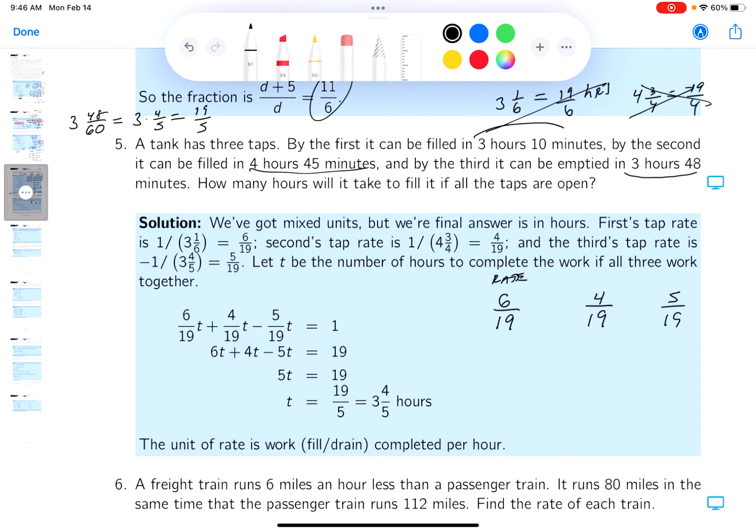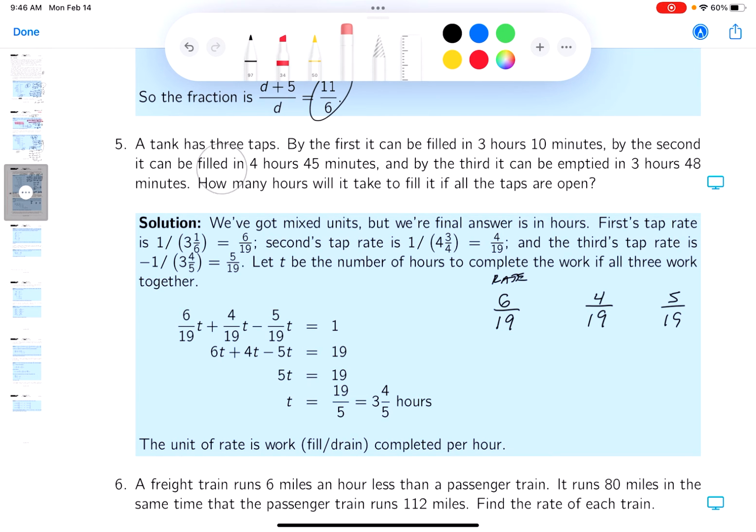So at least I know the rates now. All right? So we'll talk about this. I'm going to kind of erase this business over here. So like the first tap, he can fill 6 tanks every 19 hours. The second tap can fill 4 tanks in 19 hours, and the third can fill 5 tanks in 19 hours. I want to read that again to you, though. So the tank has 3 taps. The first can be filled in 3 hours, 10 minutes. The second can be filled.